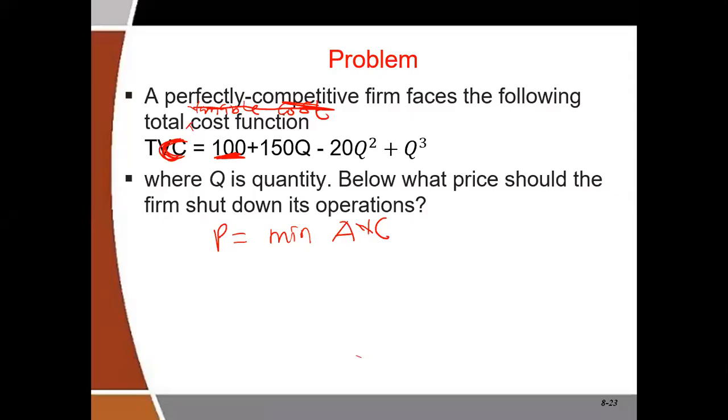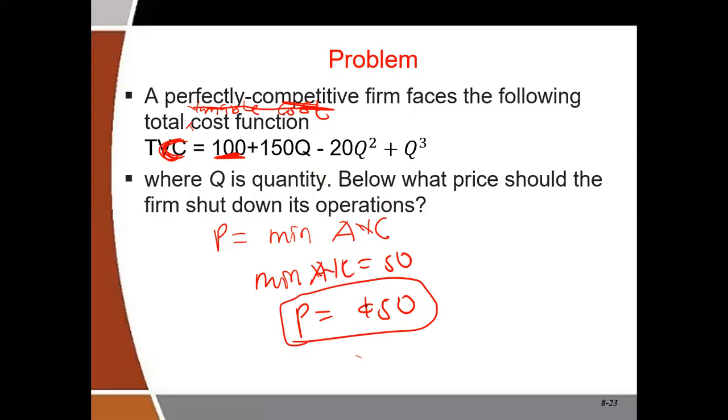So that is what the question was asking us to do. Below what price should you shut down? So the minimum average variable cost, as we did, was 50. So it means that the price at the shutdown point is 50. That means that below a price of 50 cedis, you have to shut down.